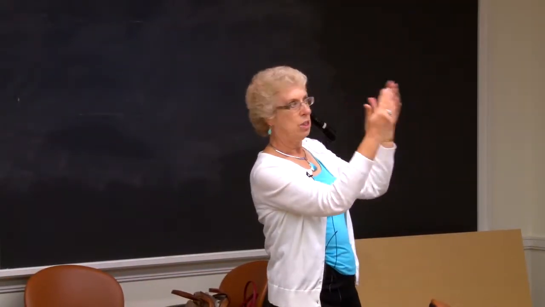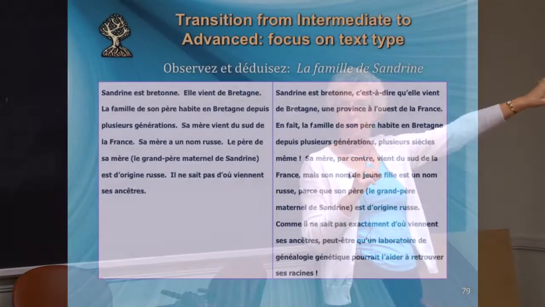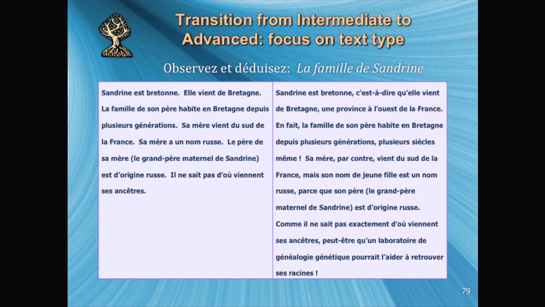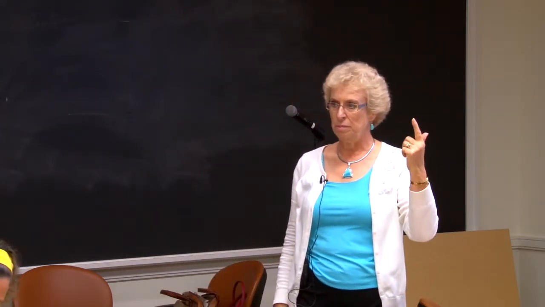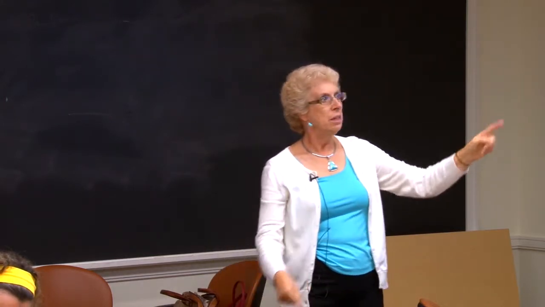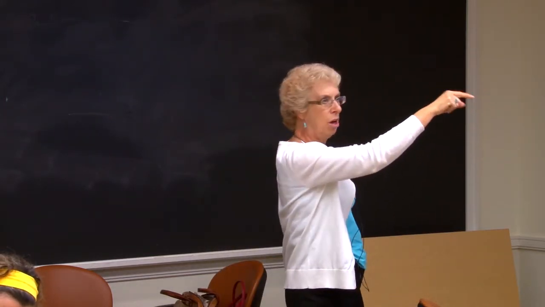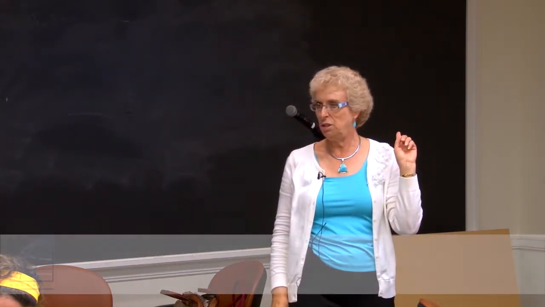So this is the first thing I do. I show them in the language the difference between a sentence level description of a family and paragraph level description of a family. And I have them do three things. Number one, circle connectors. Then underline the details that are present in the column on the right that are not mentioned in the column on the left. What are the details that add richness to the description? And number three, identify the difference in sentence structure. What is the difference in sentence structure?